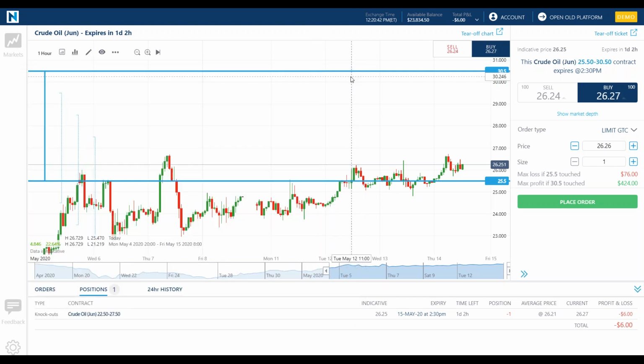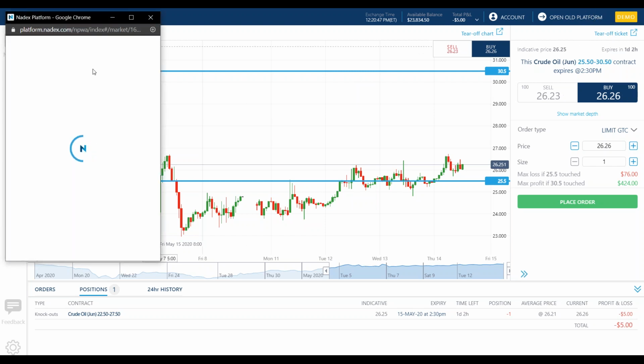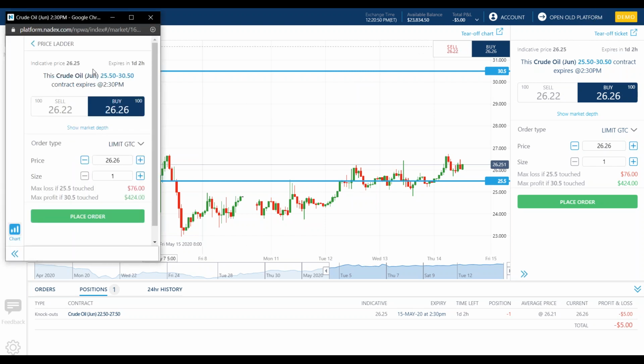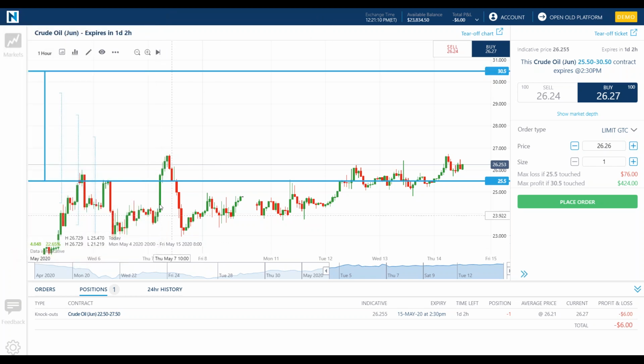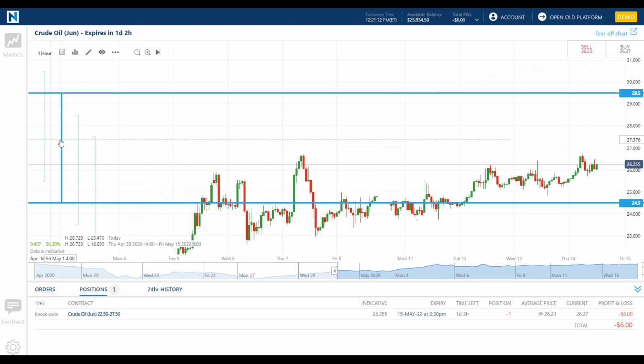The other thing that we also do is we have tear-off tickets. So you can have an order ticket for an oil contract and an order ticket for the S&P 500 up next to their charts. If you've got multiple screens, you can have multiple order tickets up and multiple charts up. Very cool functionality, and we are very excited that we were able to put that out there. While we are on the subject of charts, I would like to show you a little bit of the charting functionality that is available.